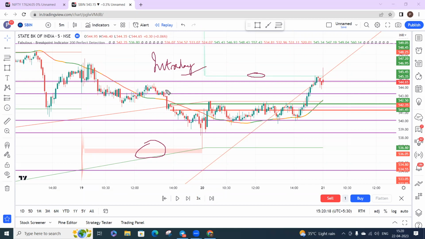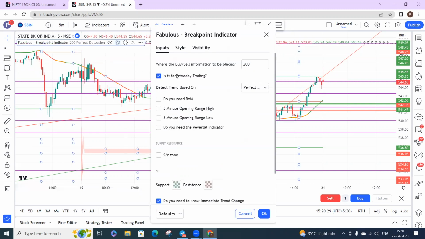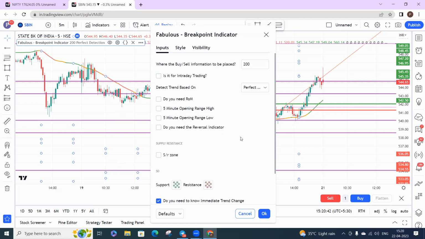Okay, you're getting my point? When you are taking it for intraday alone, you will find these levels. If I'm removing this intraday, those levels will not be shown. The hidden support resistance will not be shown because you are not trading intraday. You are looking out for a bigger target and a bigger day. You're looking out for swing trading.